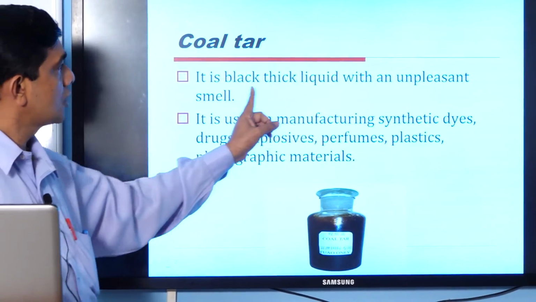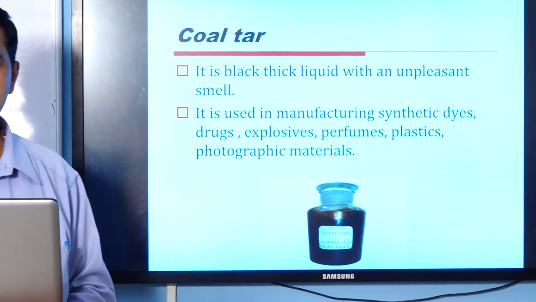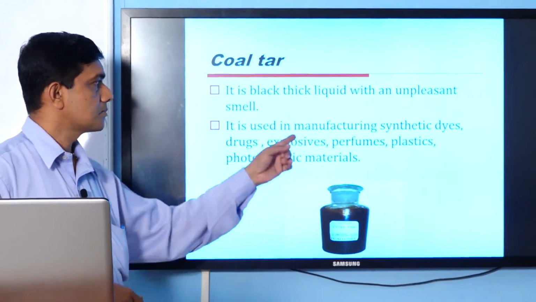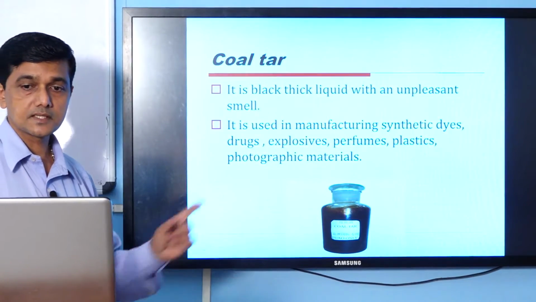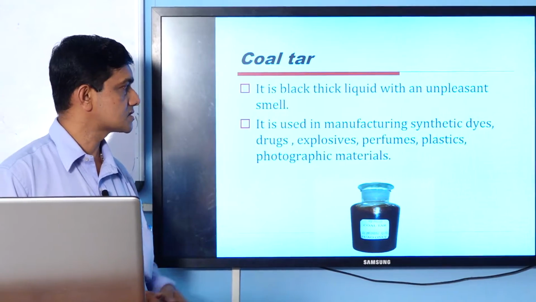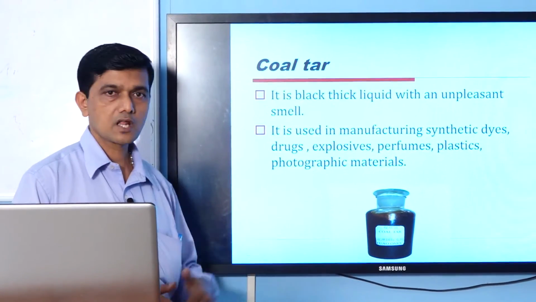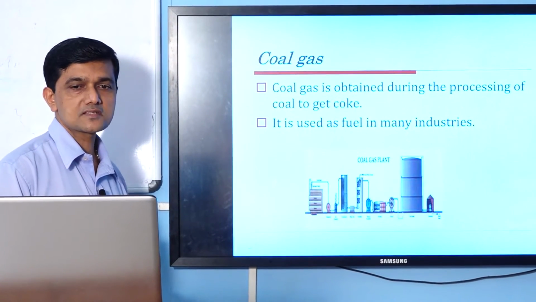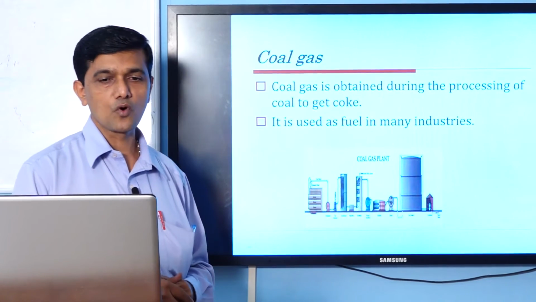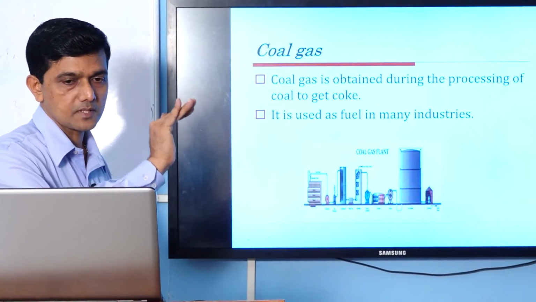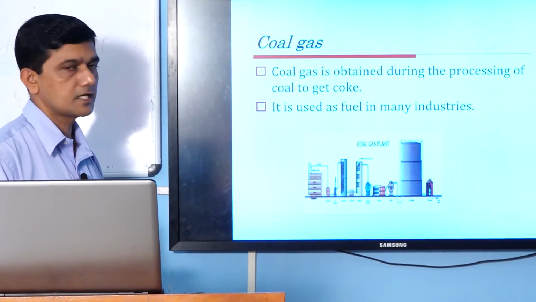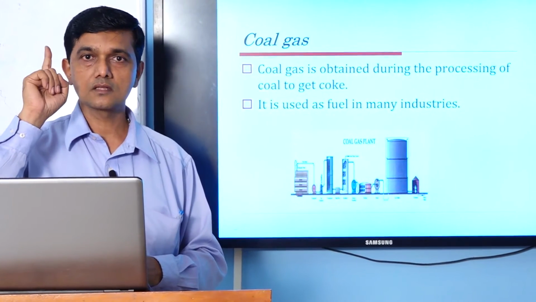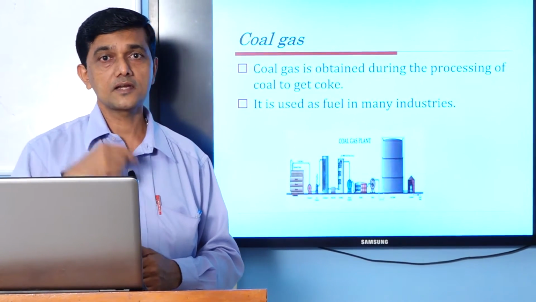Coming to coal tar. Coal tar is a black, thick liquid with an unpleasant smell. It is also used for various purposes such as manufacturing synthetic drugs, synthetic dyes, explosives, perfumes, plastics, photographic material, etc. Coming to coal gas. Coal gas is obtained during the processing of coal to get coke, whatever gas is formed in that. It is used as fuel in many industries. Earlier, in the years 1810, 1820, it was used in London and New York for lighting the street lamps.